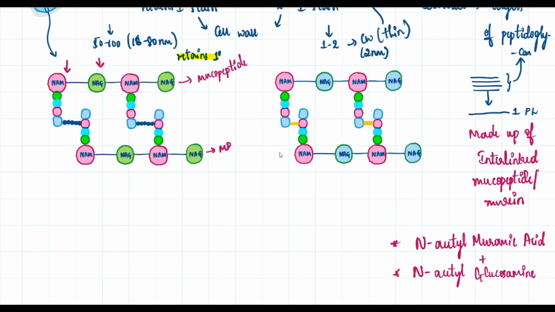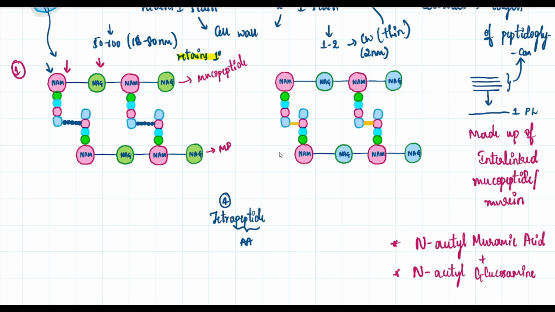Okay. First, I will discuss gram-positive bacteria, how mucopeptides are interlinked. You can see from N-acetyl muramic acid, a tetrapeptide side chain projects. What is meant by a tetrapeptide? Peptide is made up of amino acids, right? Tetra means 4. So a tetrapeptide consists of a chain of 4 amino acids.